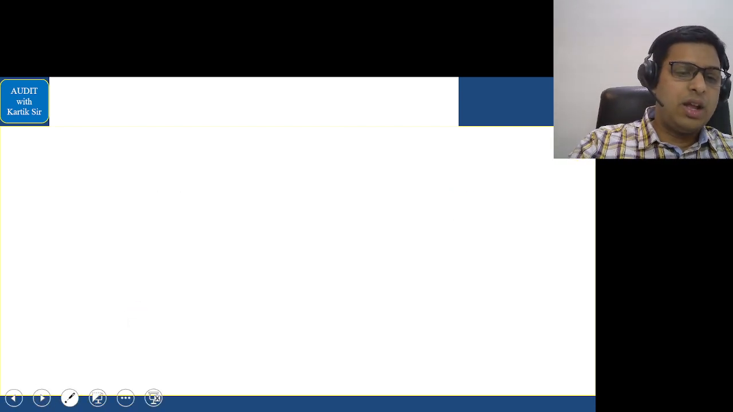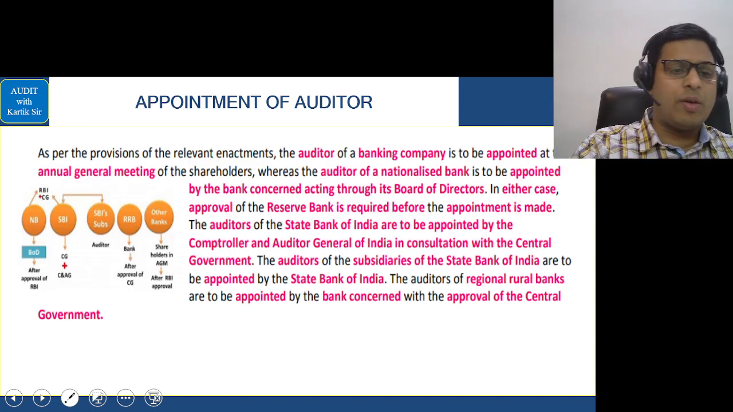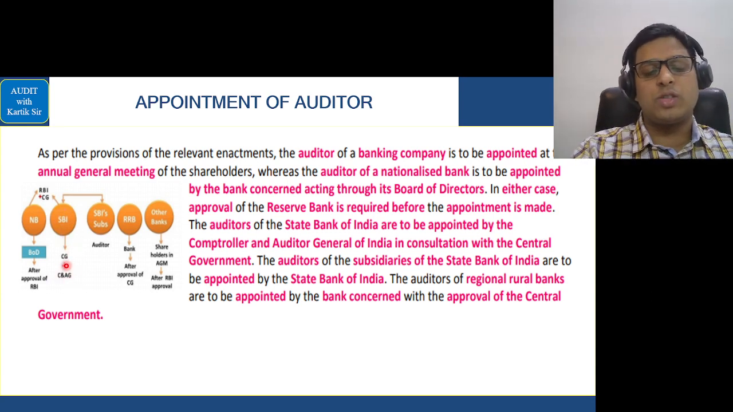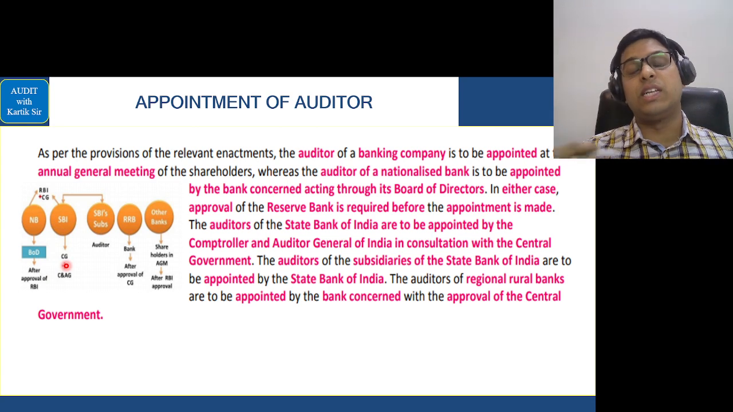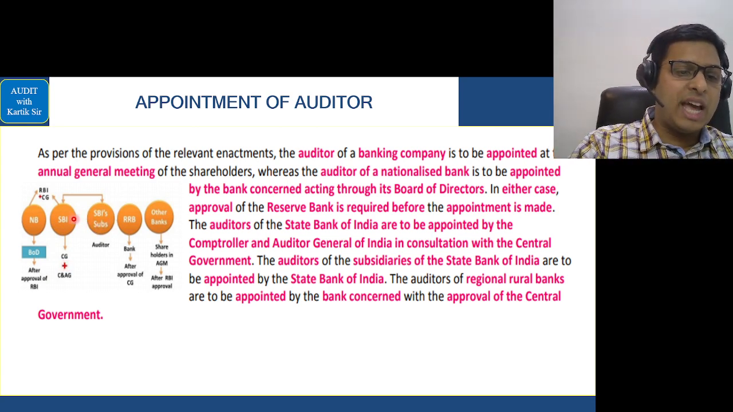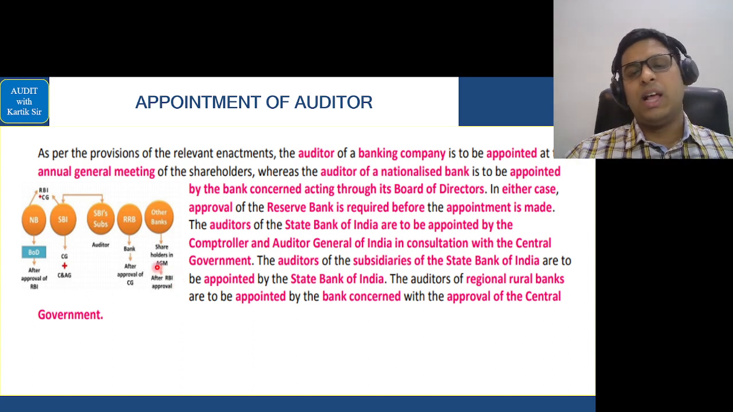Let's see further. Now, appointment of auditor in any bank, this is a simple answer. You have to remember, in nationalized banks, the board of directors appoint the auditor after approval of RBI. In State Bank of India, CG plus C&AG appoint the auditor. In fact, the C&AG in consultation with CG appoints the auditor of the State Bank of India. In SBI subsidiaries, SBI appoints the auditor. In regional rural banks, the bank appoints the auditor after the approval of CG. In other banks, shareholders in AGM, after the RBI's approval, appoint the auditor.